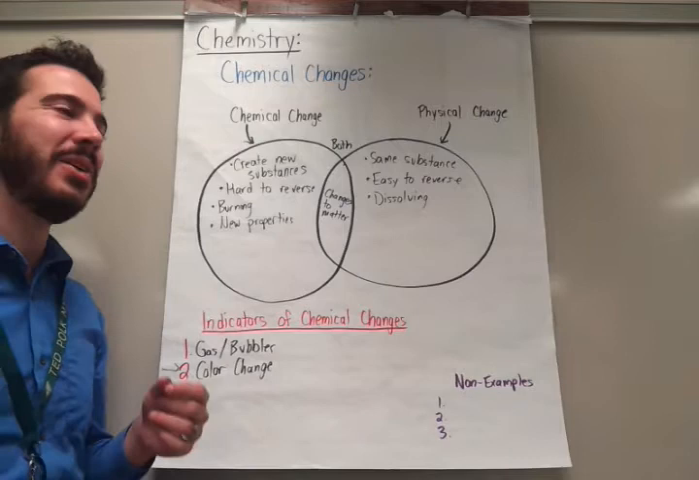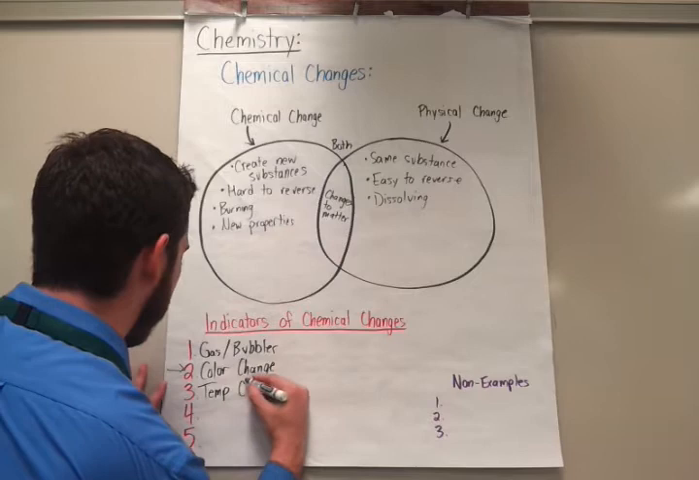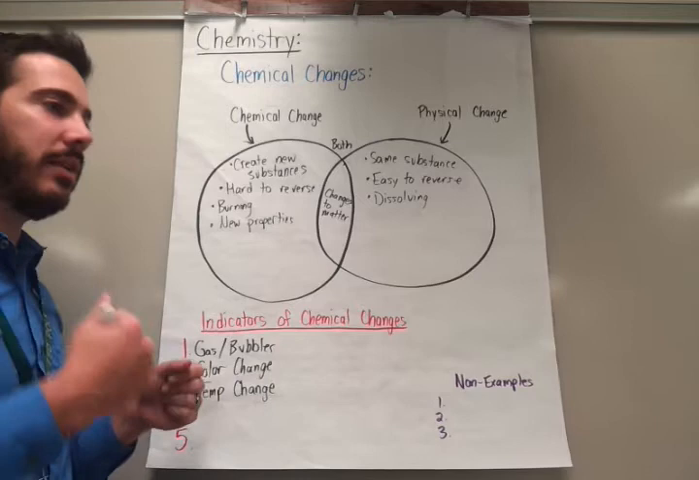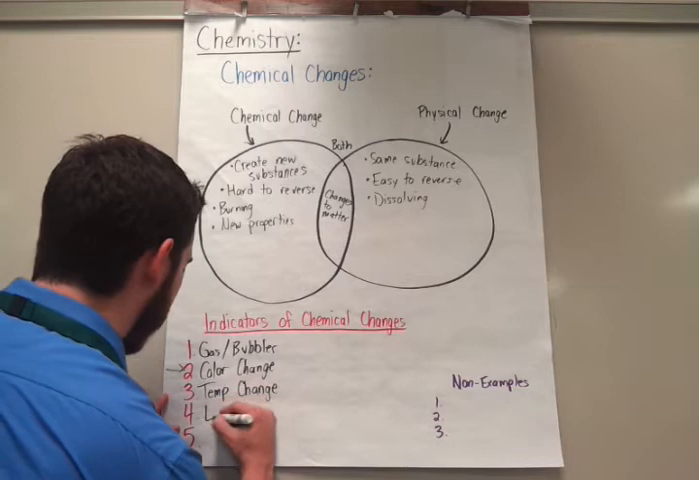Temperature change, whether it gets warmer or colder when you combine two substances, like in the case of breaking an ice pack open. When you combine the two chemicals inside the ice pack, it does get cold. It reduces its temperature. The next one is production of light or sound.